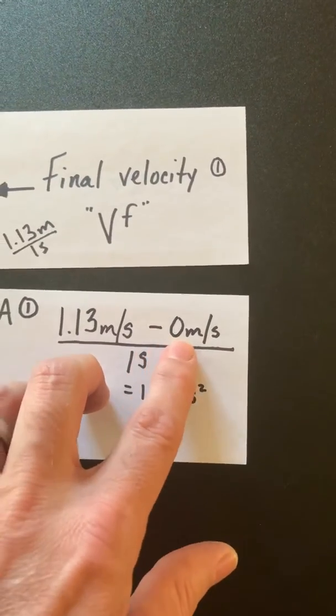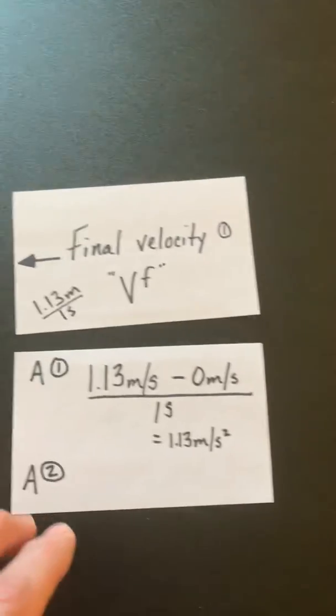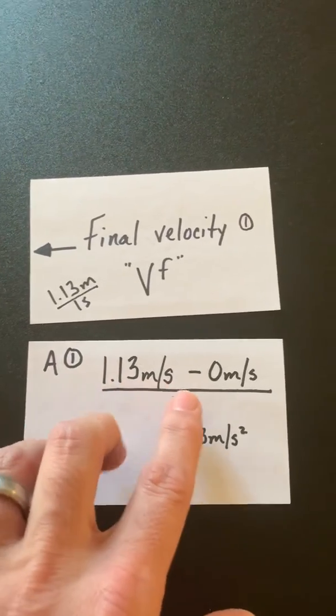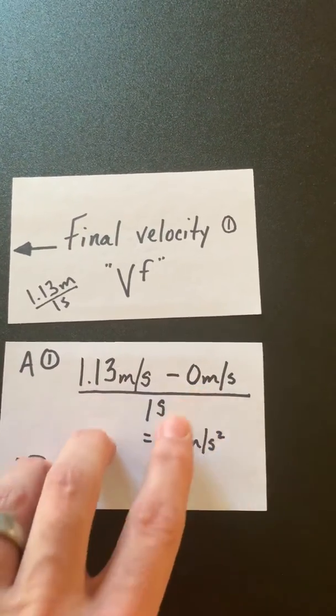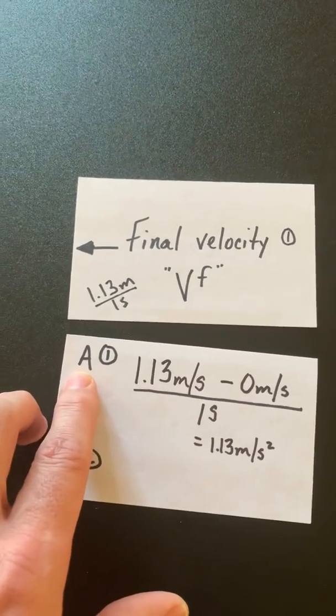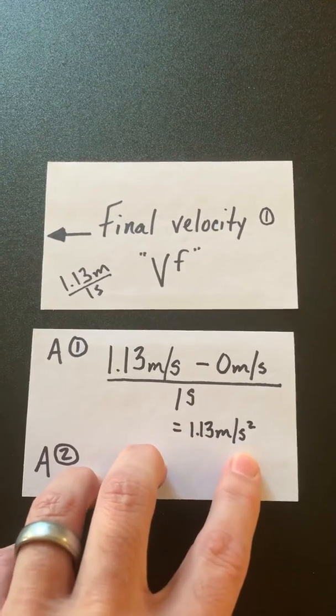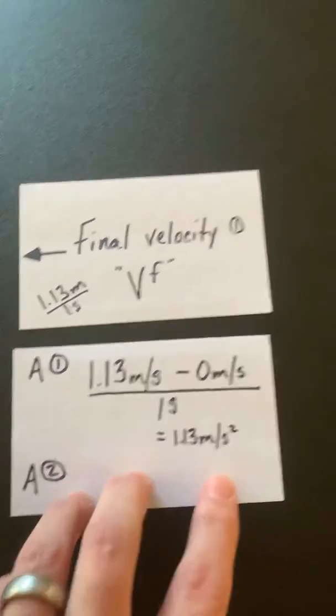And the initial velocity was 0. It wasn't moving when it was up at that starting line. So you have 1.13 meters per second minus 0 meters per second over 1 second. And you can calculate the acceleration as 1.13 meters per second squared.